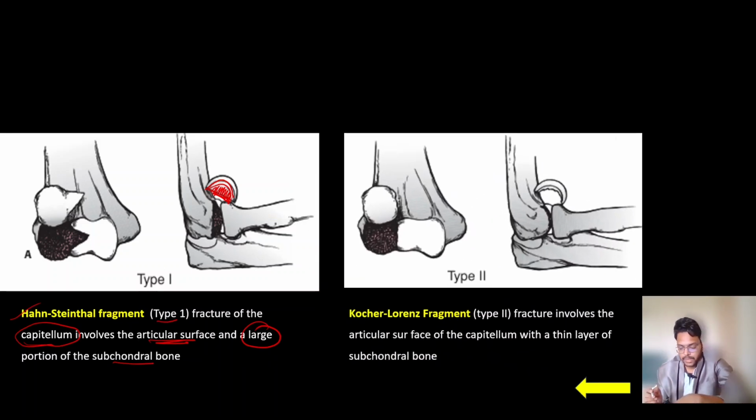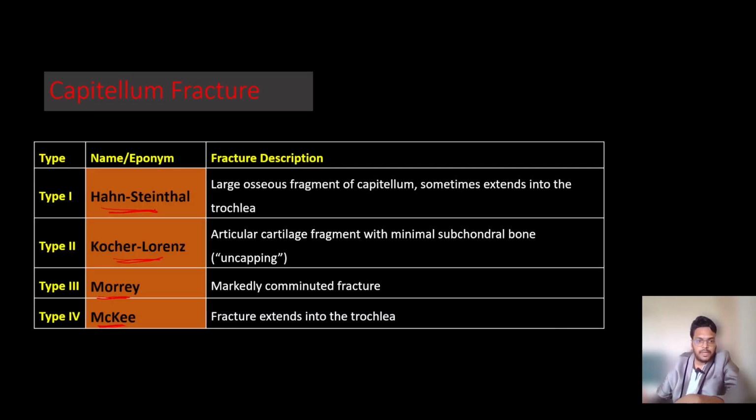Then type 2, it is only the articular surface with a thin rim of subchondral bone. The subchondral bone is very thin. It involves the articular surface and a thin layer of subchondral bone. This is called the Kocher-Lorenz fragment. This is type 2 capitulum fracture. You can imagine as if a cap has come out. Here the cap has come out in type 2. Type 3 is a combination of the capitulum fracture, and if the fracture extends into the trochlea along with the capitulum, if the trochlea is fractured, it is type 4, also called the McKee fragment.